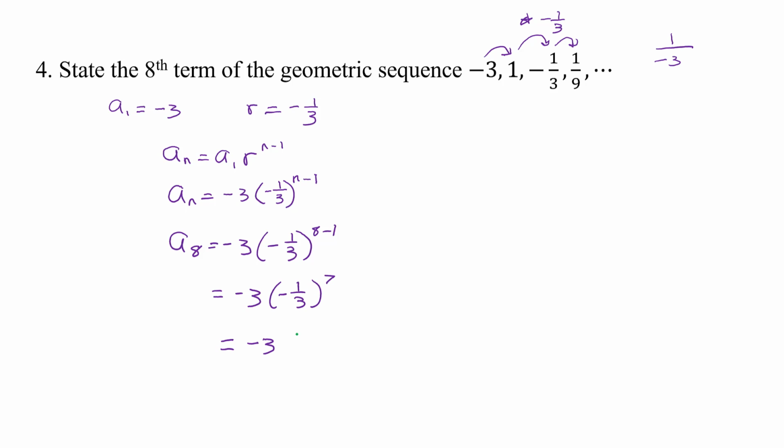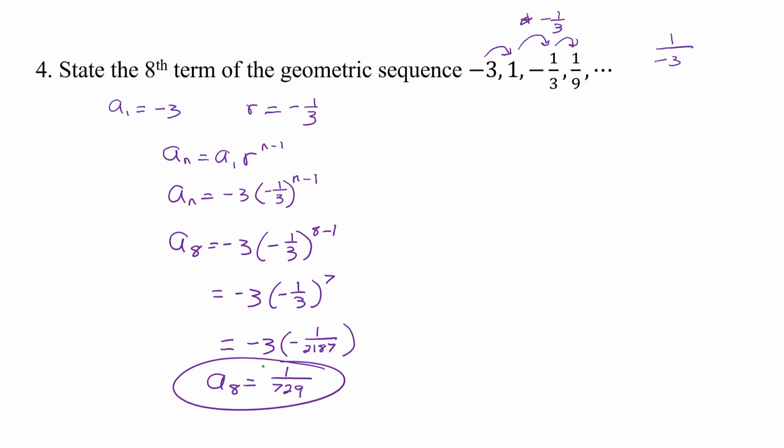So a negative number raised to an odd power is going to be negative, and I'm going to have negative 1 over 3 to the 7th power, and 3 to the 7th power then would be 2,187. So negative 3 times negative 1 over 2,187, we get our 8th term is equal to positive 1 over 729.